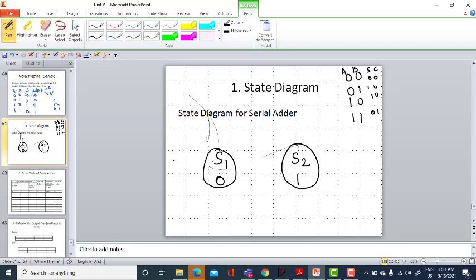When your input is 0, 0, your sum is 0. Sum represents the output. Sum is 0 and your carry is 0. You're getting this?